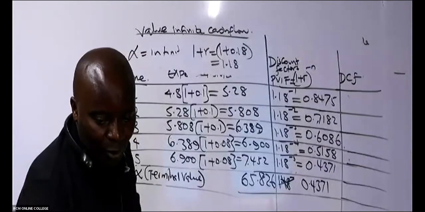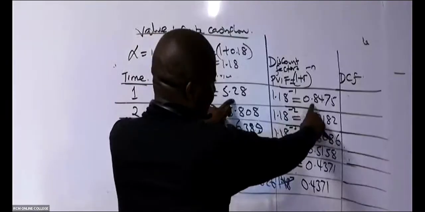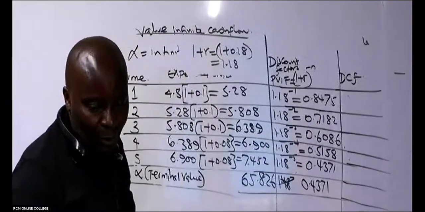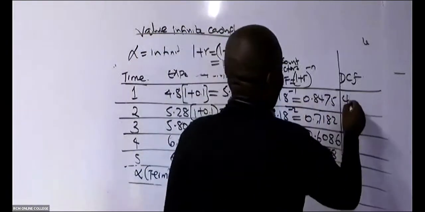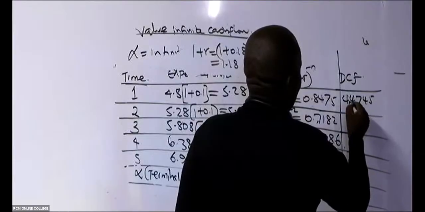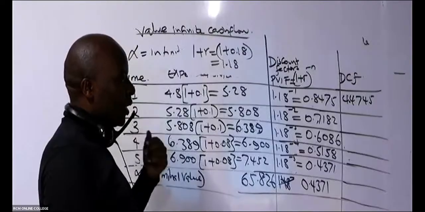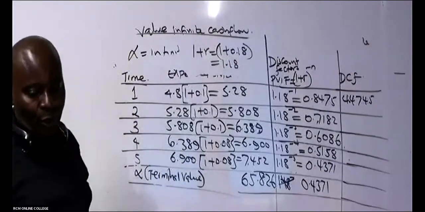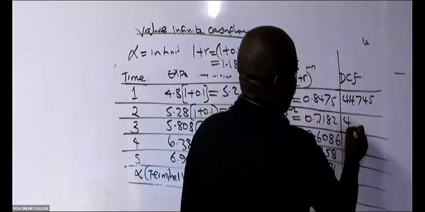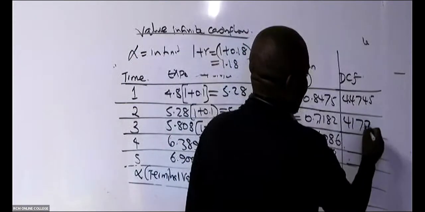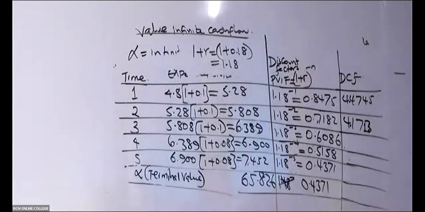All right, so now we are multiplying. The first one will be this multiplied by this discount factor, which somebody is giving me as 44,745, with a decimal there. Thank you so much. The second one will be 5808 times 0.7182, which is 41,713, decimal there.